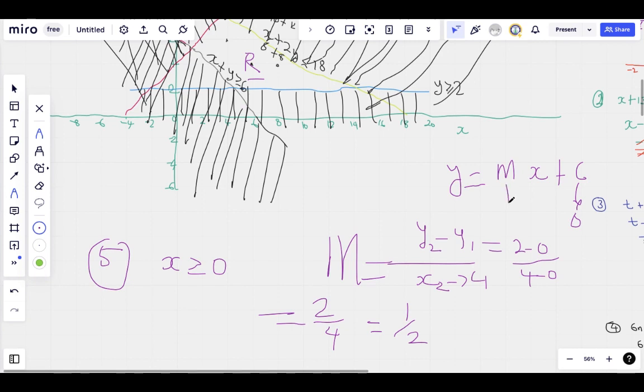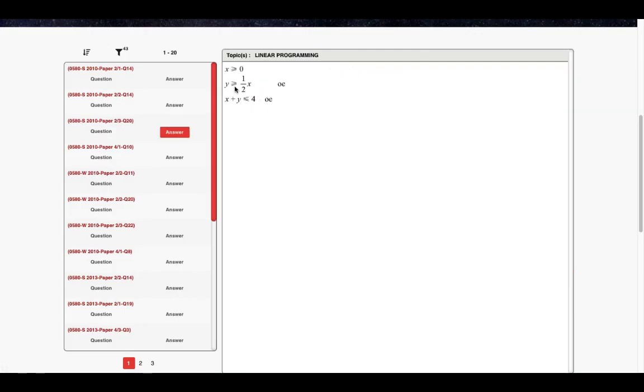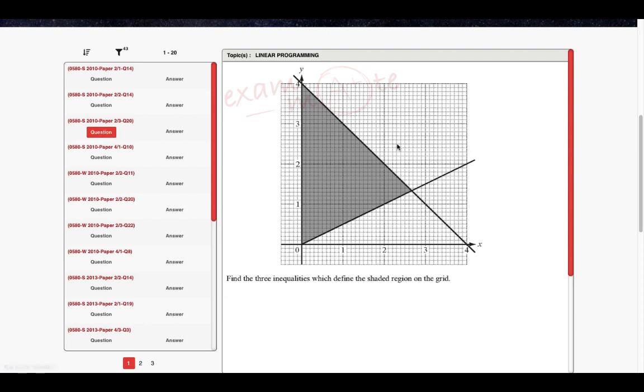So if I put 1 over 2 here, and I put my x, remember c is 0, so no need to write 0. So that will be y is greater than or equal to 1 over 2 x. That's how we got this inequality. Y is greater than 1 over 2 x. Is that okay? Yes. So that's why for this one we just use the equation of a straight line to get the equation.